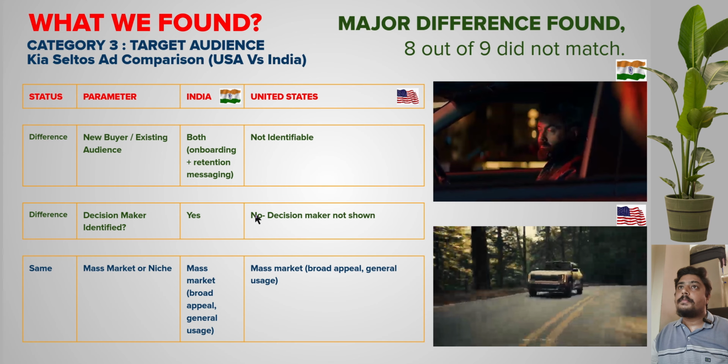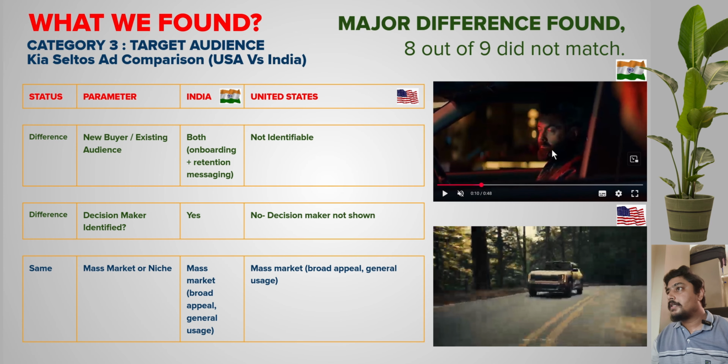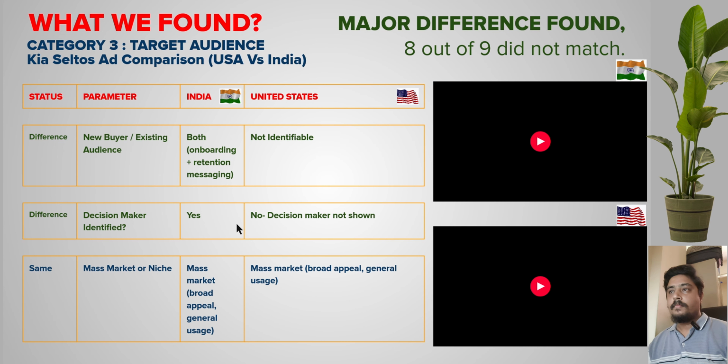Now in the target audience category, the last parameter is mass market or niche. In India, they are targeting the mass market, and in the United States, they are targeting the mass market in both the ads, just because they did not show any specific niche that this particular ad is made for, some specific profession or specific kind of people. So you can see that both the ads are targeting the mass market, and this is the only thing that matches in target audience, and all the rest of the parameters did not match.